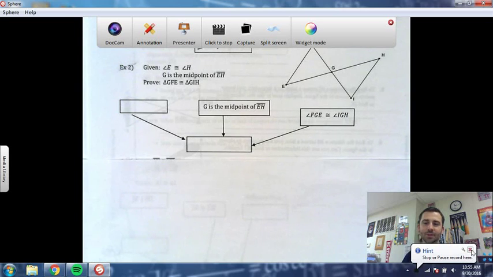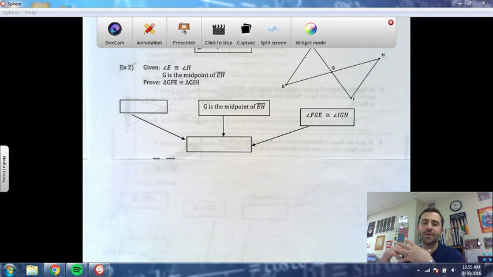Hi. So this video is going to be a follow-up to a previous video that you watched on the very first example in our notes. That first example took us through the basics of flow proof. This video is going to have different examples of proving triangles congruent and what we can say from that. And so it's going to go at a slightly faster pace.